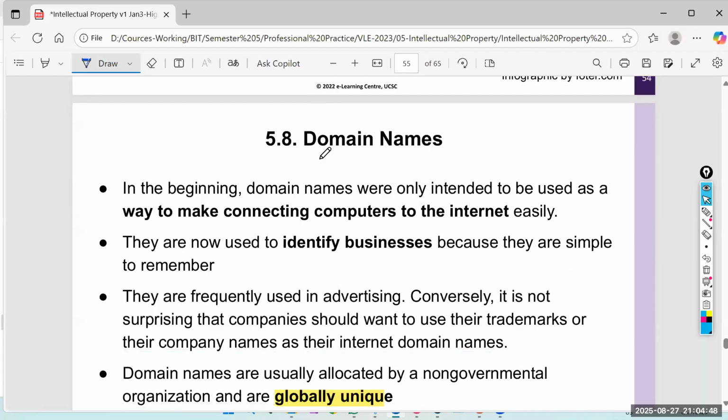Finally, domain names. Remember, a domain name is also intellectual property, because your domain name is heavily bound to your trade names, product names.